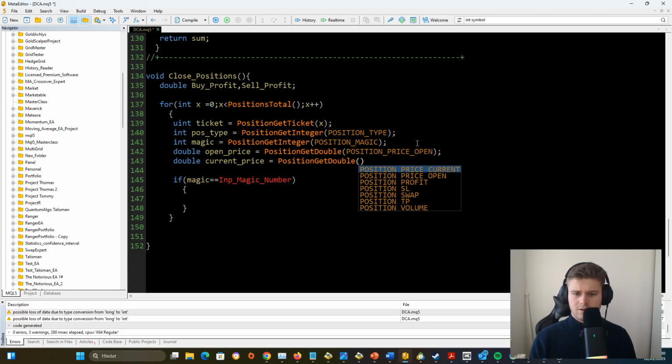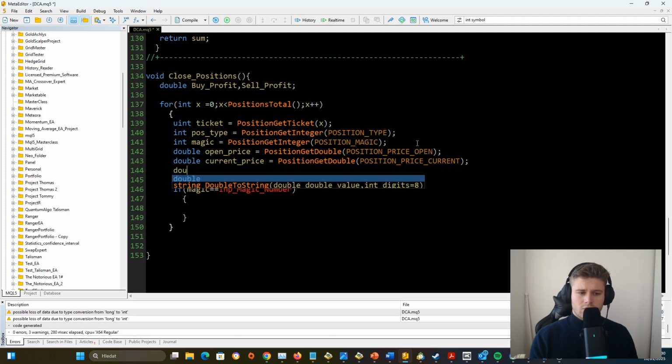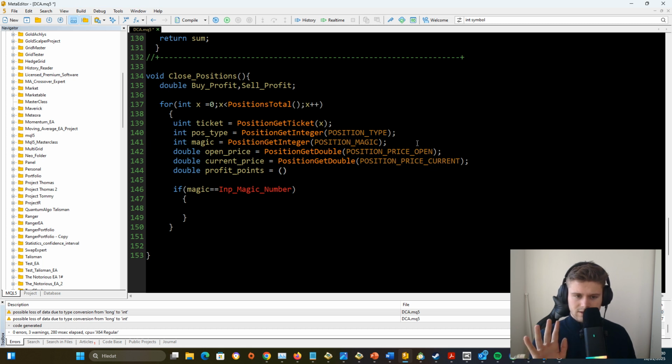Position get double current. And I think we can also calculate the profit, to be honest. Yeah, so profit points will be equal. I will do this in one line. I think you will be able to understand. So if position type is equal to 0, meaning buy position, okay, so 0 is for buy positions, then the profit is calculated like this. It's current price minus opening price divided by points.